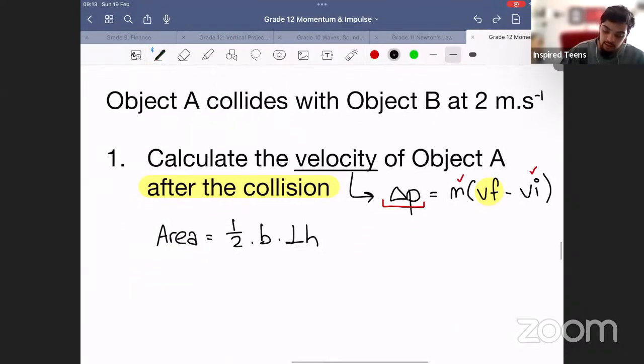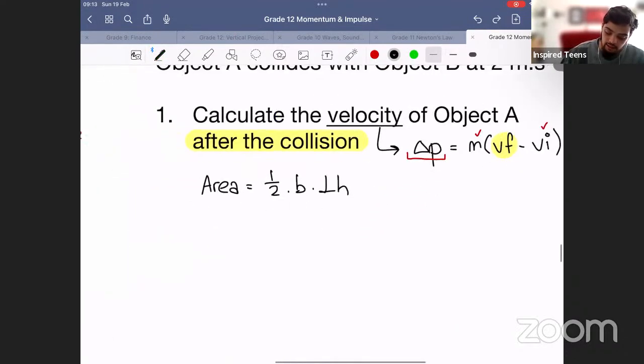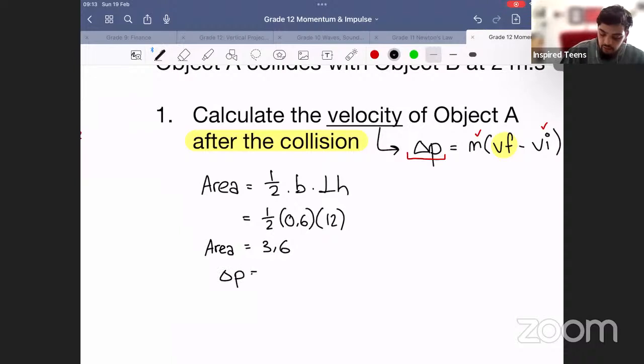So in that case, we can calculate the area under the graph, which is equal to half times the base times the perpendicular height. We get an answer of 3.6 newton seconds. Why newton seconds? Firstly, we get an area of 3.6. Therefore, the delta P is going to be the impulse, 3.6 N·s.